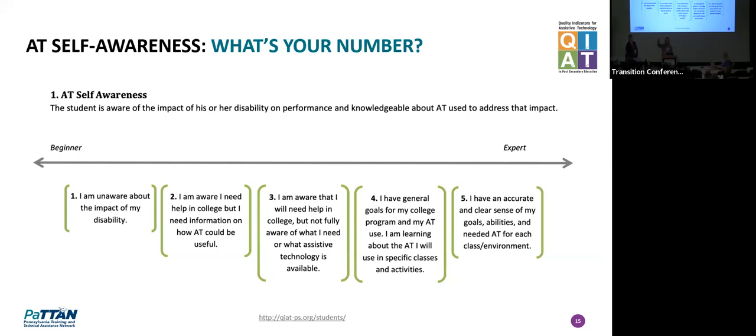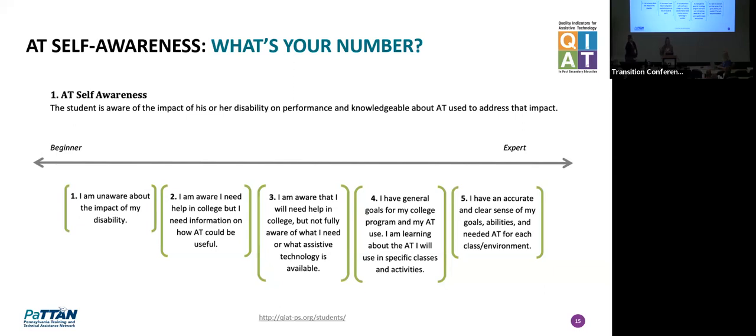Anyone at the level of I'm aware and I know that it's available? All right. Three, I'm aware that I need help in college, but I am not fully aware of what I need or what AT is available. This is actually something where you don't know what they have. It's a discovery, right? When you get to college, what they have available is always a discovery, and what you like, and whether it's similar to what you've used, is part of that process.